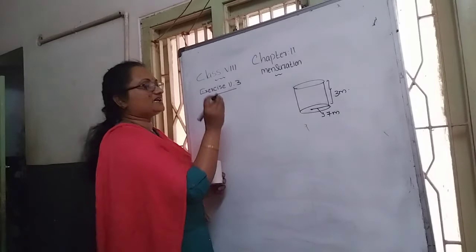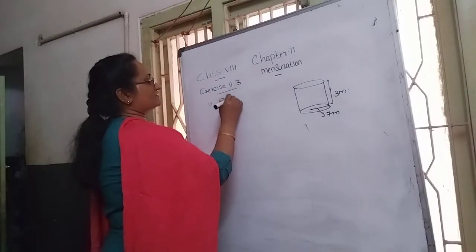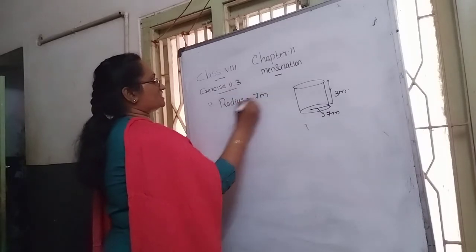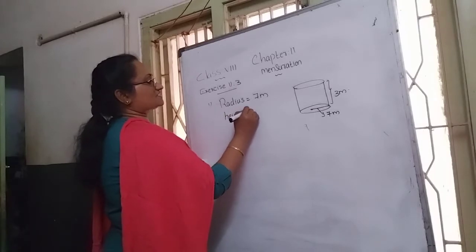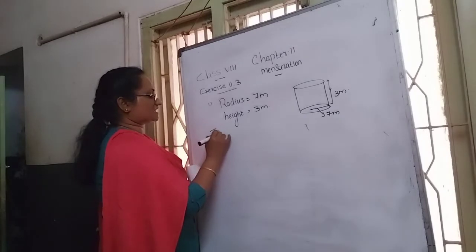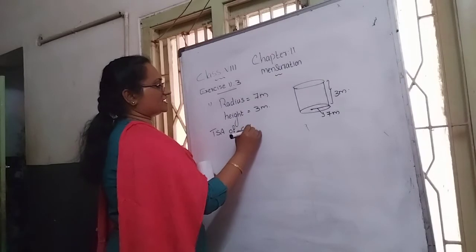Then first, what are the hints given? Radius is given, so first we start with the radius. How much is it? 7 meter. Next, the height of the cylinder is given. Height is how much? 3 meter is given. Then find the TSA, the total surface area of that cylindrical tank.